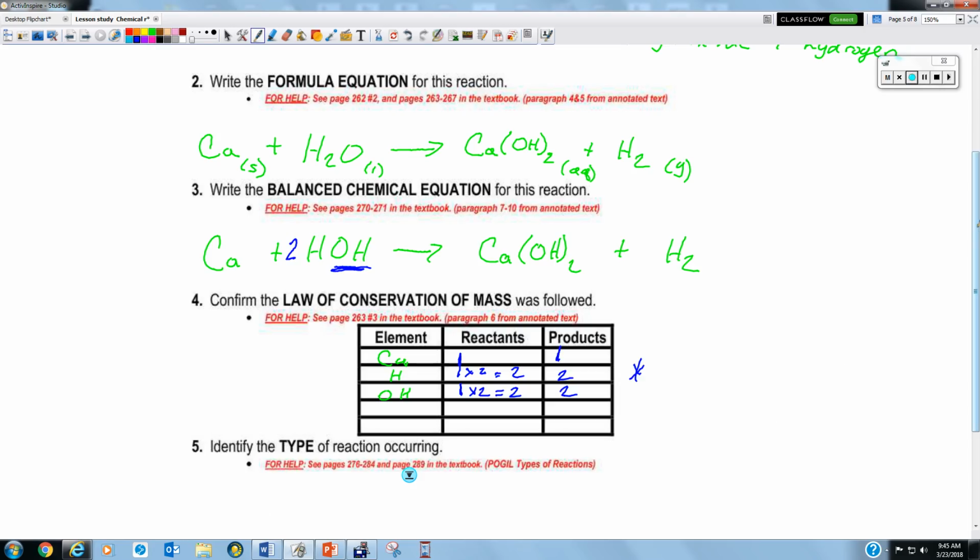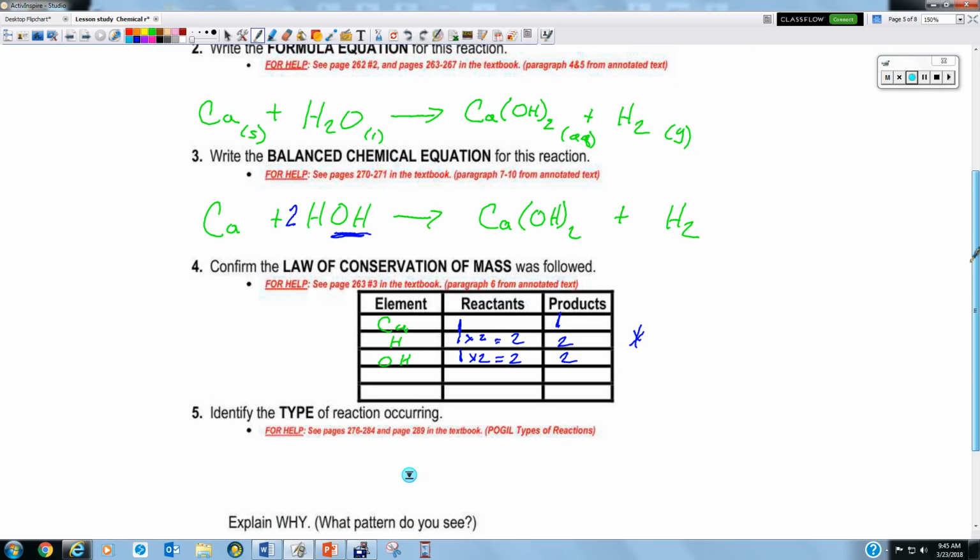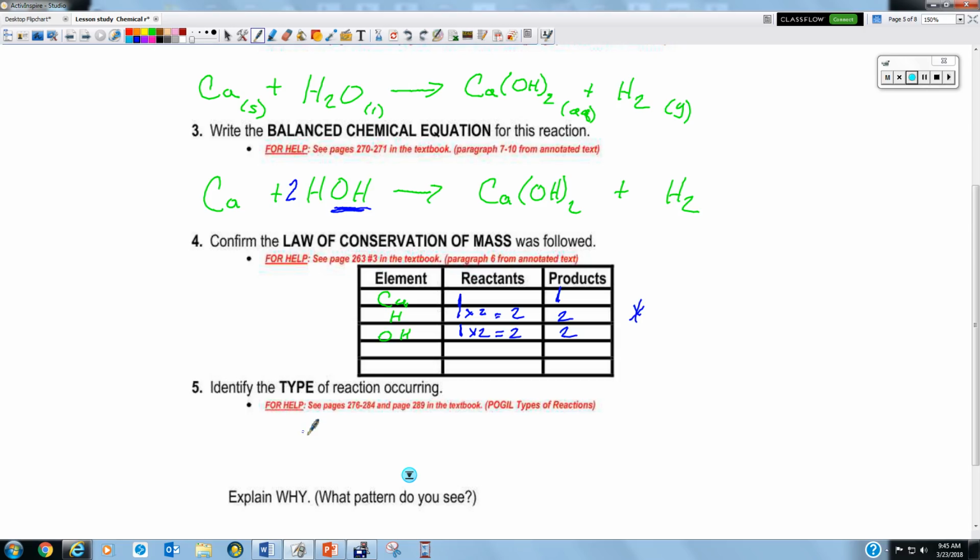All right. And what type of reaction would we call this one? Single replacement. A metal replaces, a cation replaces a cation.